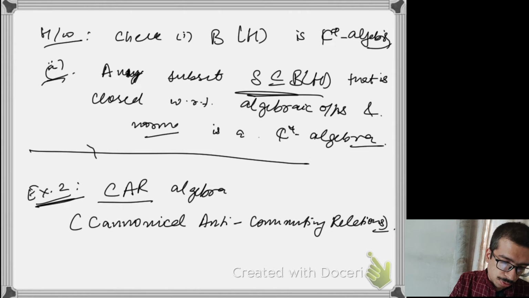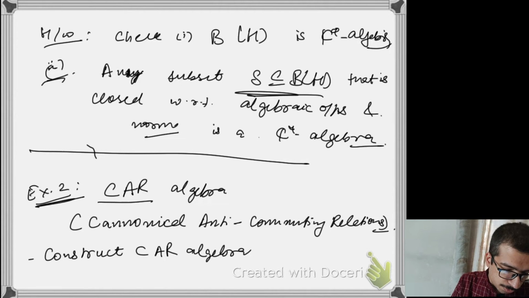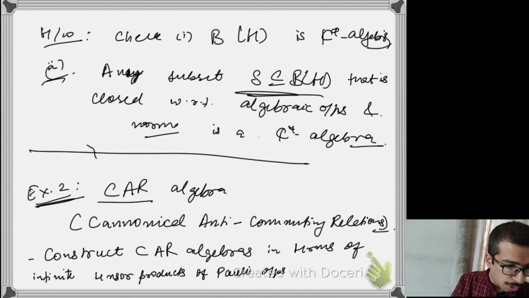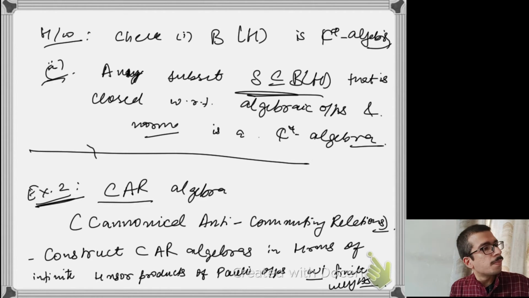So basically we need to construct CAR algebras in terms of infinite tensor products of Pauli operations with finite weights. So, let us see what this means.